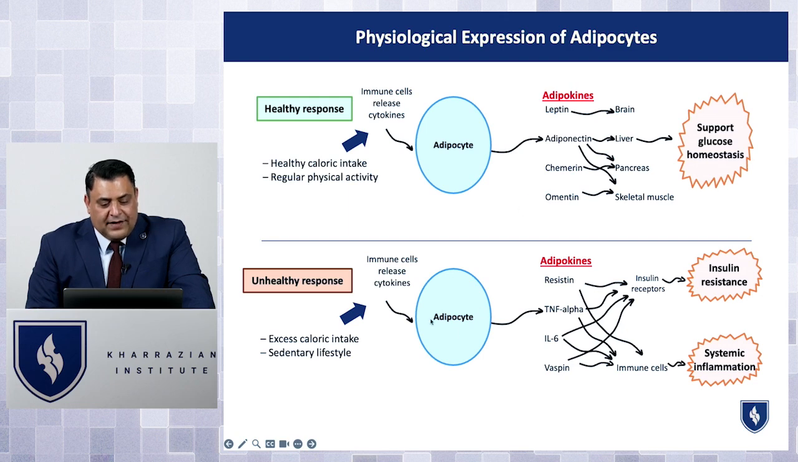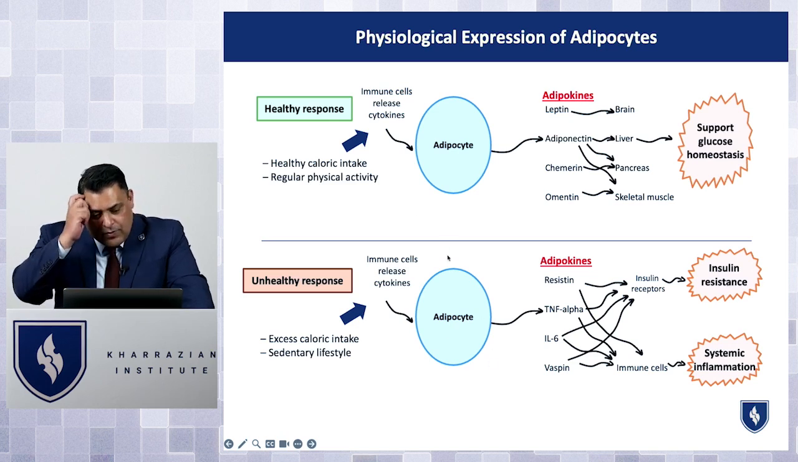Now, if the adipocytes get activated by excess insulin secretions from the pancreas, things that promote this like excessive caloric intake, sedentary lifestyle, they change. And then what they do is they start to release things like resistin and TNF-alpha and IL-6 and vasopressin. These cause immune cell inflammation and insulin resistance.